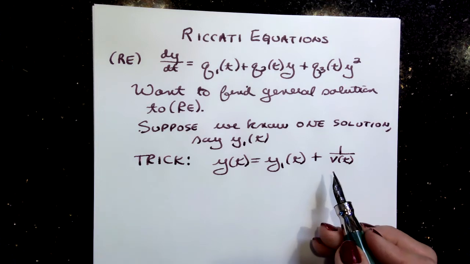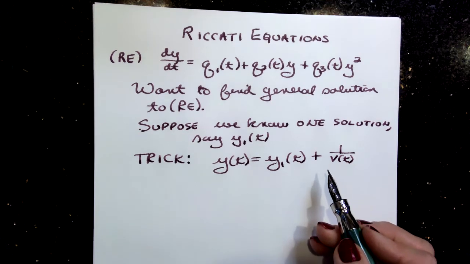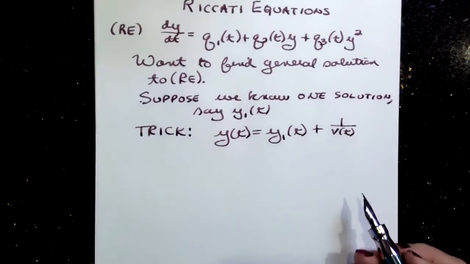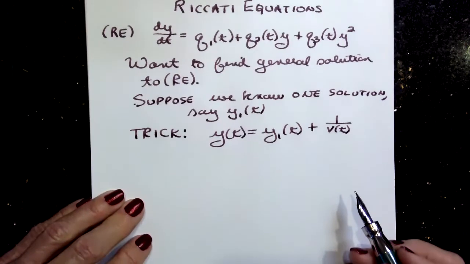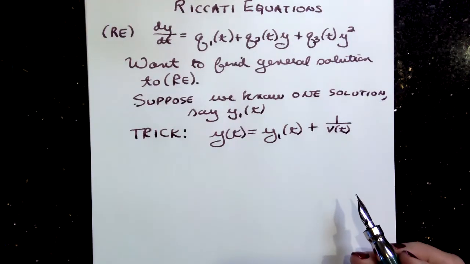Okay, now you might ask why 1 over v, why don't you just call it v? Well, because the trick won't work very well. This is the trick that works on Riccati equations, as we are beginning to see. Then for this course, that you see a certain kind of equation, you want to know the trick that works for it.